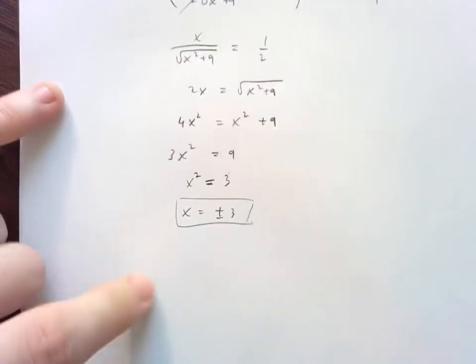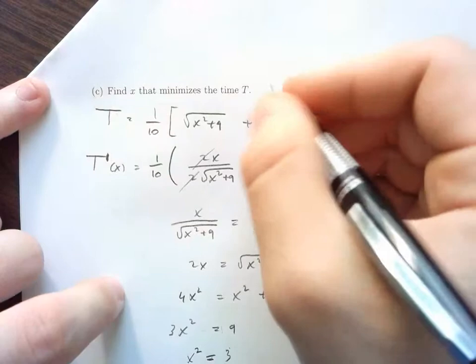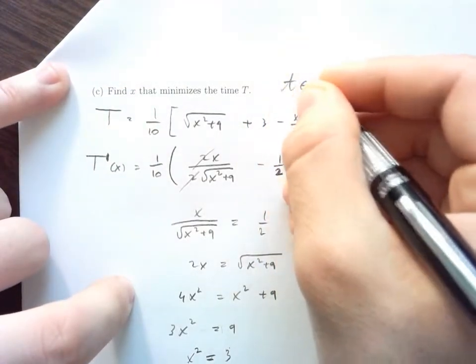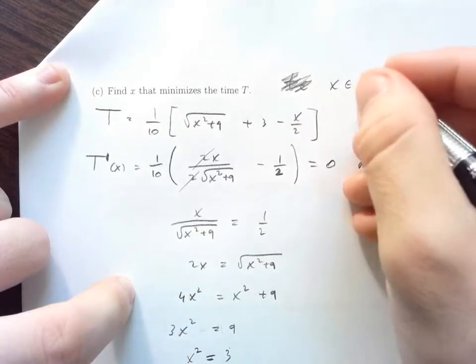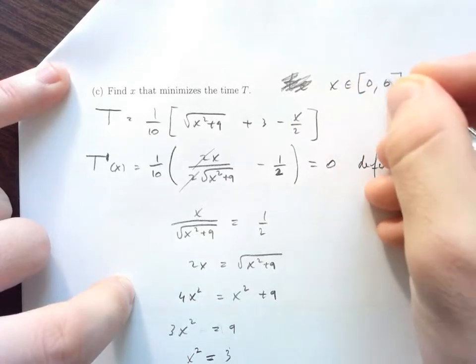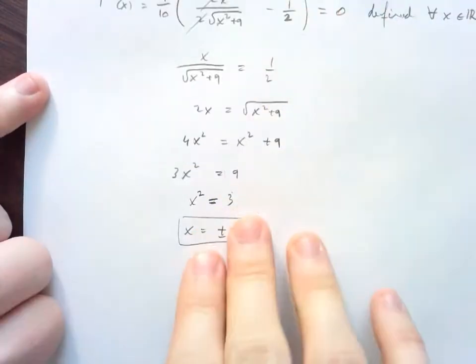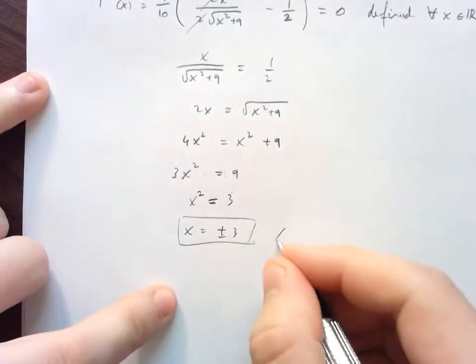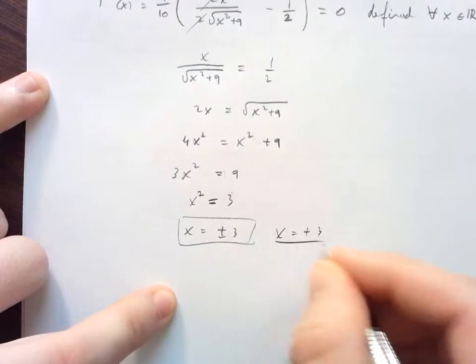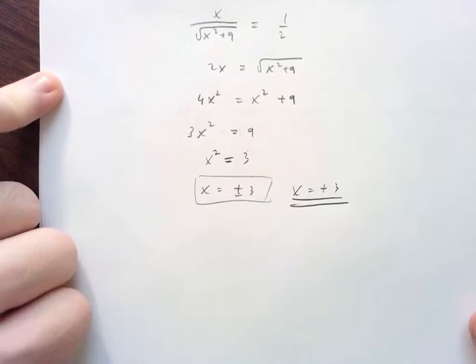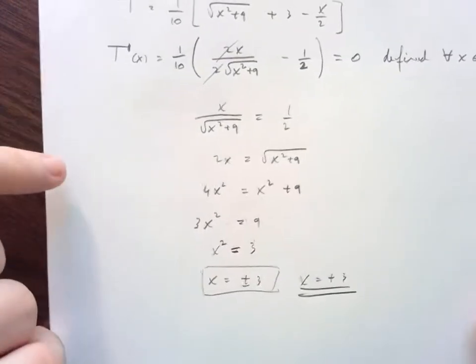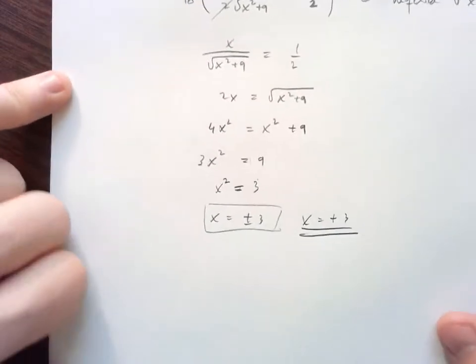However, since we are talking about time here, and remember from the previous part, x was only in the interval 0 to 6, we're only going to be interested in the positive solution. So we only want x equals positive root 3. That's the one that we want. Now we want to minimize t at that value, or at least we want to argue that this is a minimum.